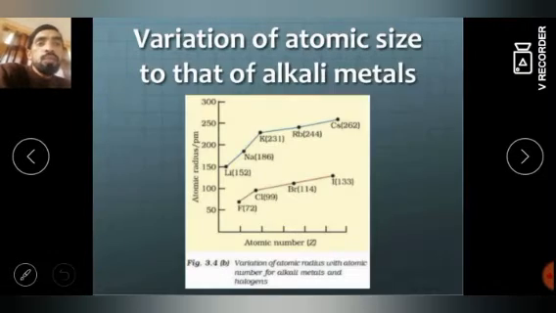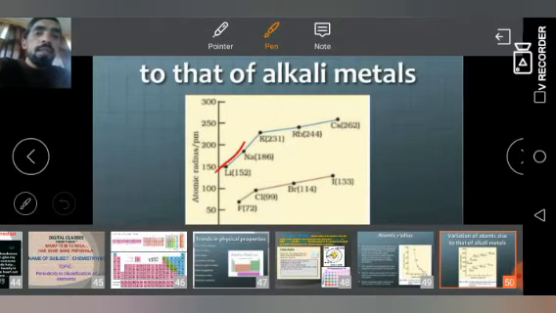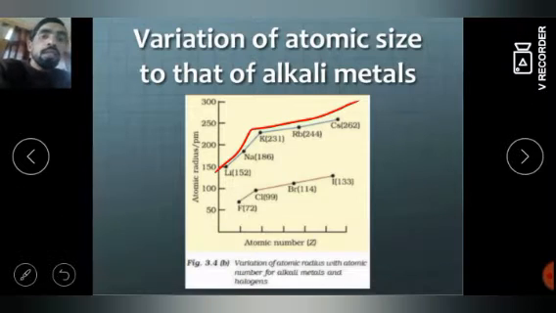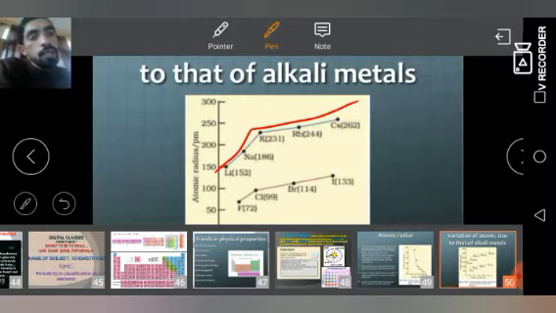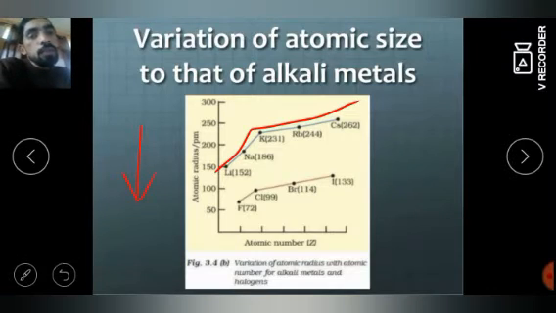Okay, so for variation of atomic size, you can see down the group: lithium to sodium increasing, then potassium also increasing, rubidium to cesium continuously increasing. It means that lithium, sodium, potassium, rubidium, cesium are down the group. When moving down the group, the size is increasing; along the period it is decreasing.